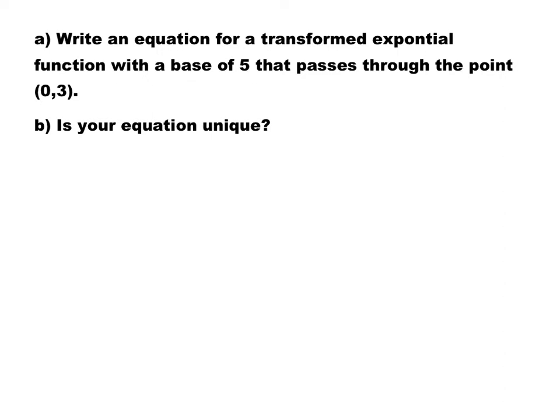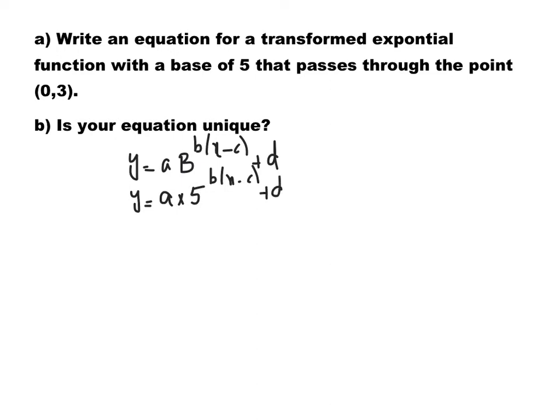In general, remember that the equation of a transformed exponential function is y = a times the base, let's say capital B, to the power b times (x minus c), plus d. Now we know that the base is 5, so this becomes y is equal to a times 5 exponent b times (x minus c) plus d.